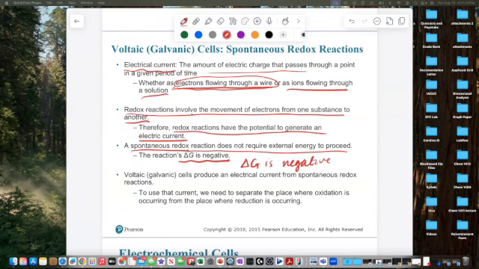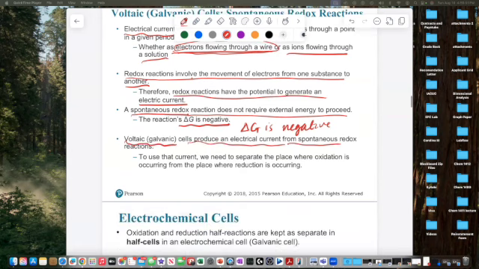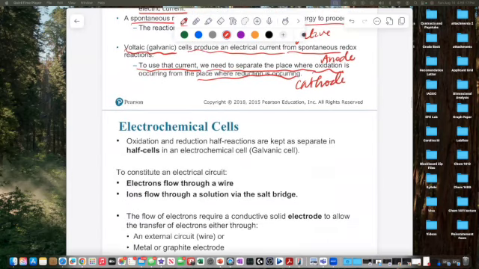What we just saw was a voltaic or galvanic cell. It does produce electrical current from a spontaneous redox reaction. And as it says right here, for us to use that current, we want to separate the place where oxidation takes place, called the anode, from the place where reduction takes place, called the cathode. Okay? And I mentioned to you that the whole setup is called the electrochemical cell. The left side is usually the oxidation part. The right side is usually the reduction part. And these are half of the whole.